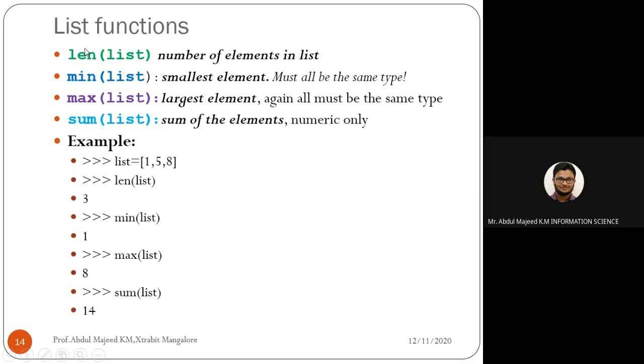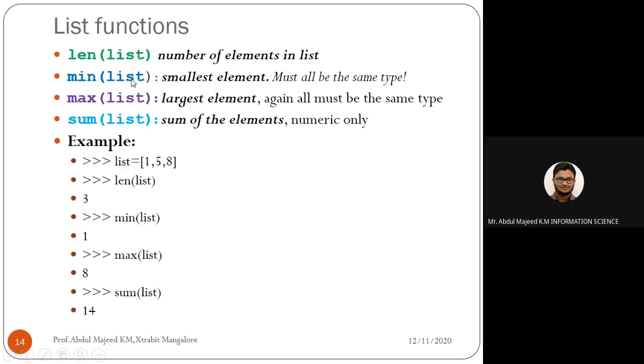Okay, now the functions related to list. There are many functions related to list. First one, len of list. This function is used to find the number of elements in a list. If you have a list with lots of elements, then it is very difficult to calculate. So at that time you can use len of list. Within a fraction of a second, it will return how many elements are there in a given list.